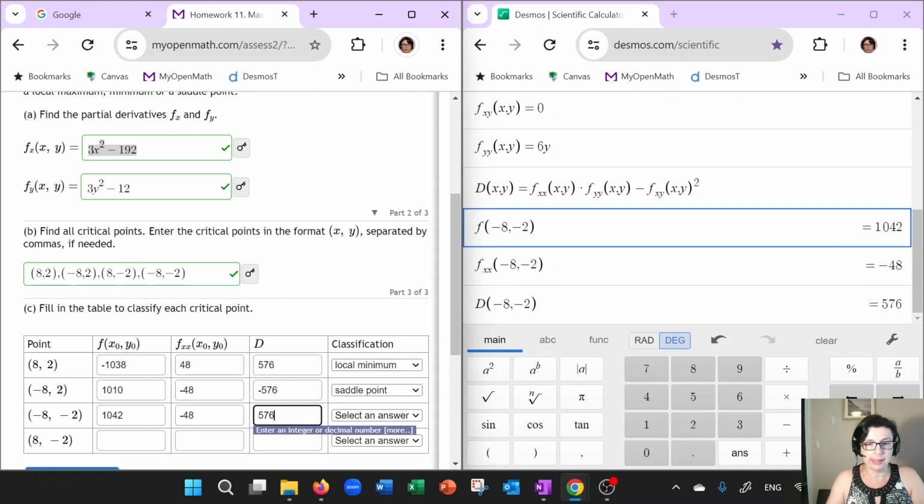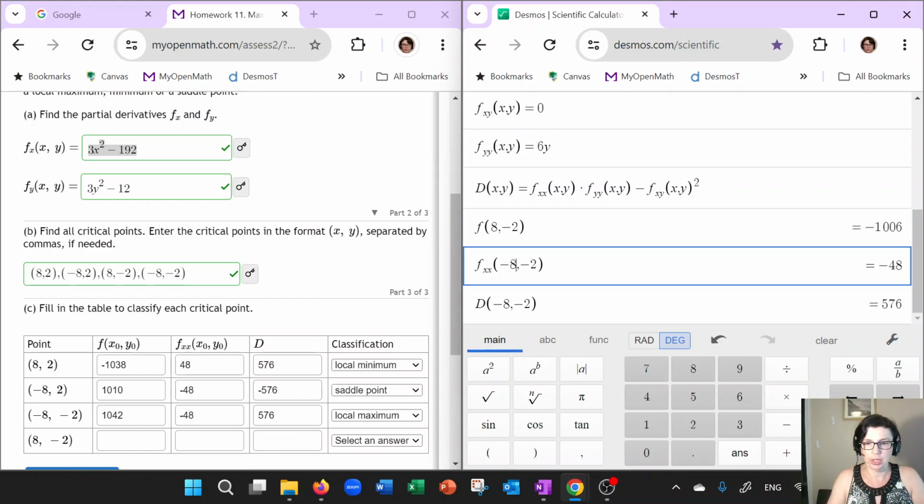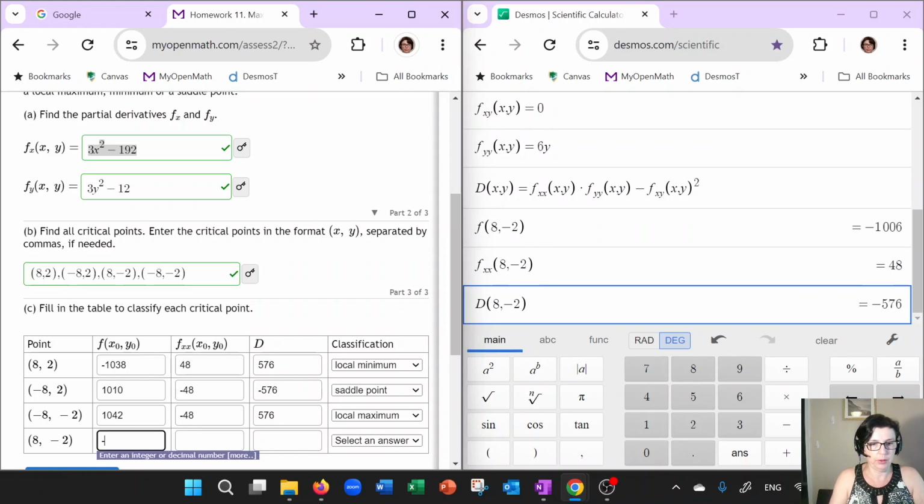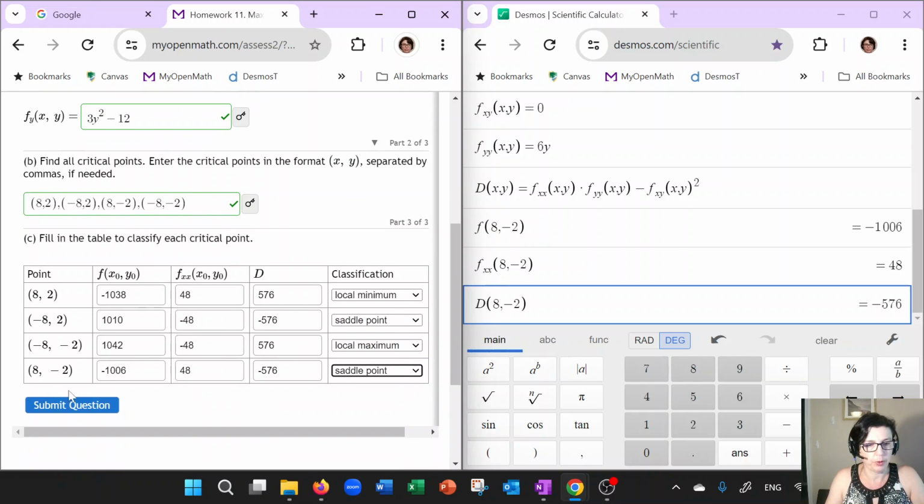Here I see that D is positive. So this is where I do have to look at fxx because it's negative. It's kind of like the opposite. That would be a maximum. Finally, 8, negative 2. Let's change that and fill this out. So this is 48, and then that's negative 576. It looks to me like that's another saddle point because D is negative. So that's a saddle point. Let's check that.